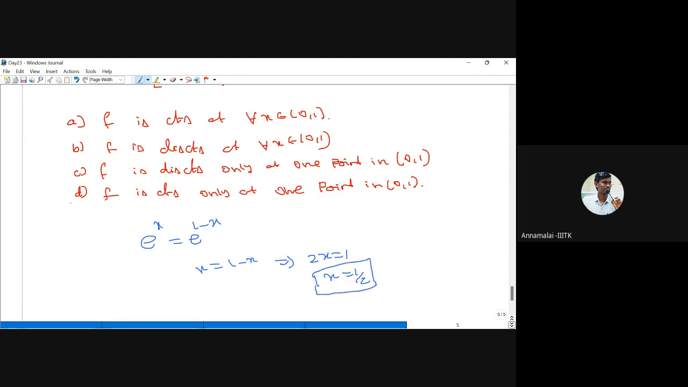Therefore look at the last option. f is continuous only at one point in the interval, because 1 by 2 lies between 0 and 1, right? So the first option fails, because it says continuous at every point, which is false. The second option says discontinuous at every point, but we know f is continuous at 1 by 2, so that is false. The third option says discontinuous only at one point. No, it's continuous only at one point and discontinuous at all other points. Therefore the last option is correct.